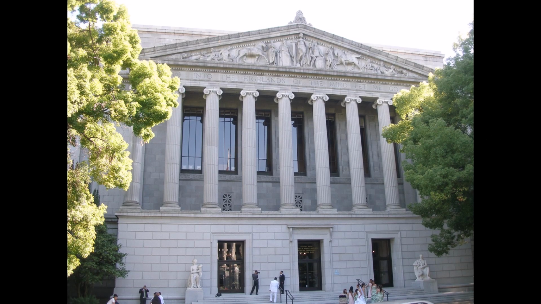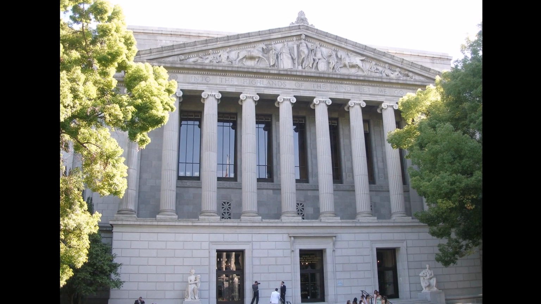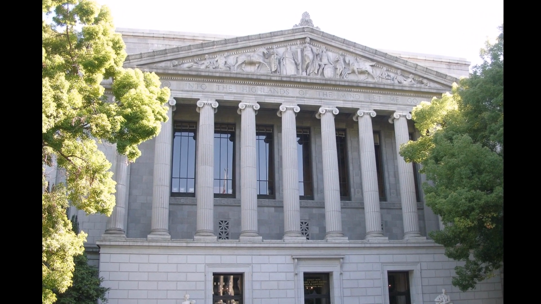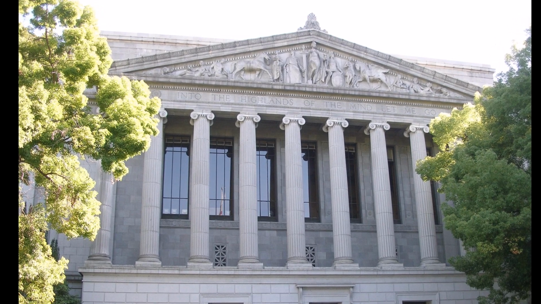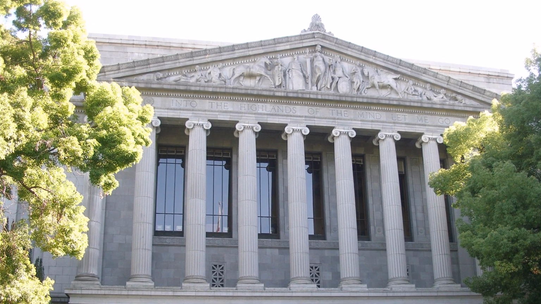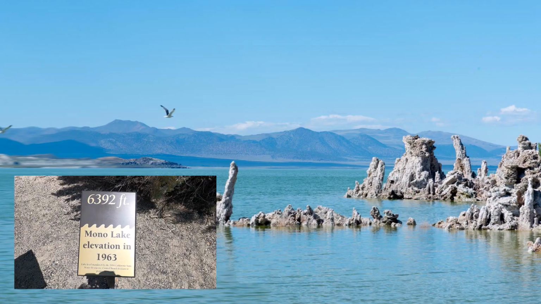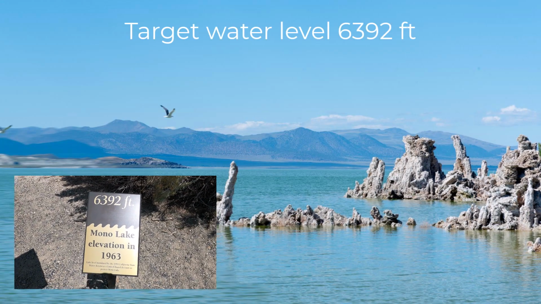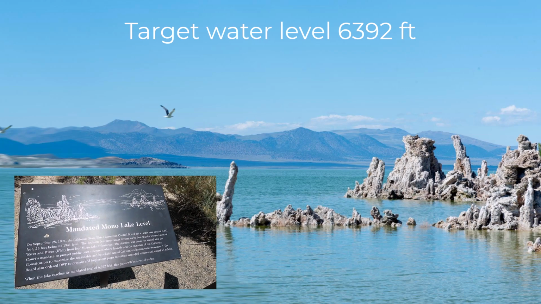The California Supreme Court in 1983 ruled in favor of the committee. Later rulings require that the Los Angeles Department of Water and Power release more water to raise the Mono Lake water level. The target lake level was set at 6,392 feet.